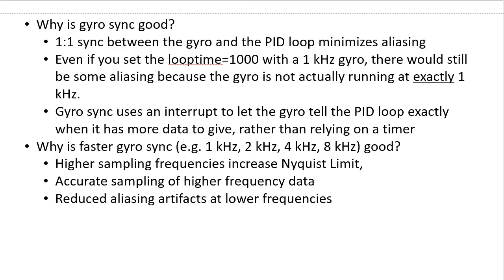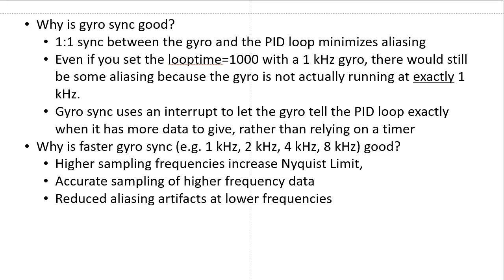Without gyro sync, you could set your loop time to be the same frequency as the gyro. So if the gyro is running at 1 kilohertz, you could set a 1000 loop time. That would be good. That would be better than setting a 1500 or a 1800 loop time, right? Because the gyro and the PID loop would be close to in sync, but they wouldn't be running at exactly the same speed because there's always a little bit of fluctuation. And so anytime you've got a timer-based situation like that, you're still going to get some distortion in the data because they're not going to be perfectly synced up.